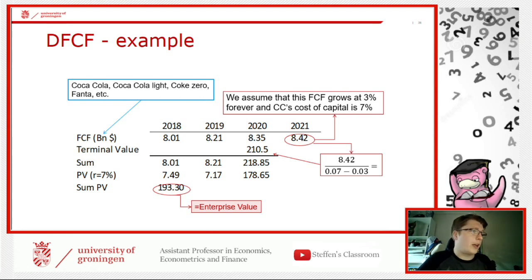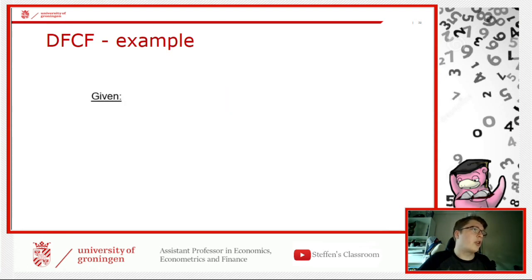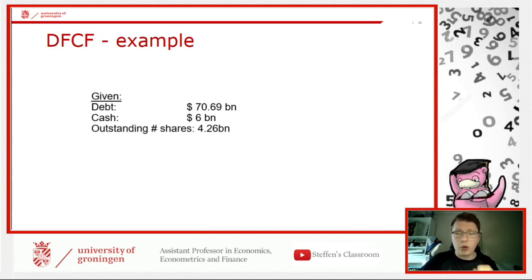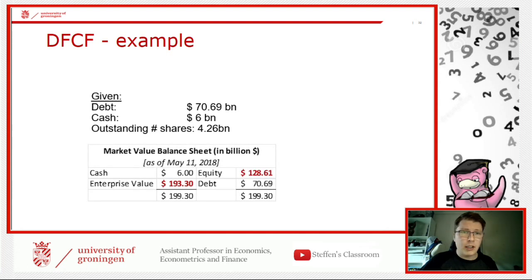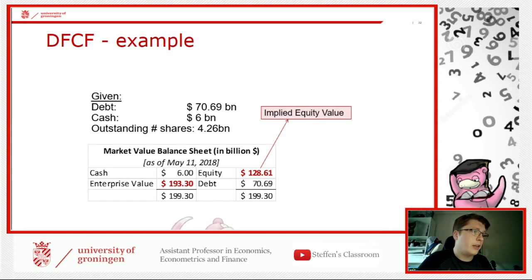This is not so bad. We're making good progress now. So given that we have debt, and given that we have the cash, we now know the number of outstanding shares. That's public information. Then we can fill in all the blanks. So we see here in our little test balance sheet, you see 6 million billions in cash. We add the enterprise value. You get the total sum on one side here. And then you get the sum on the other side here.